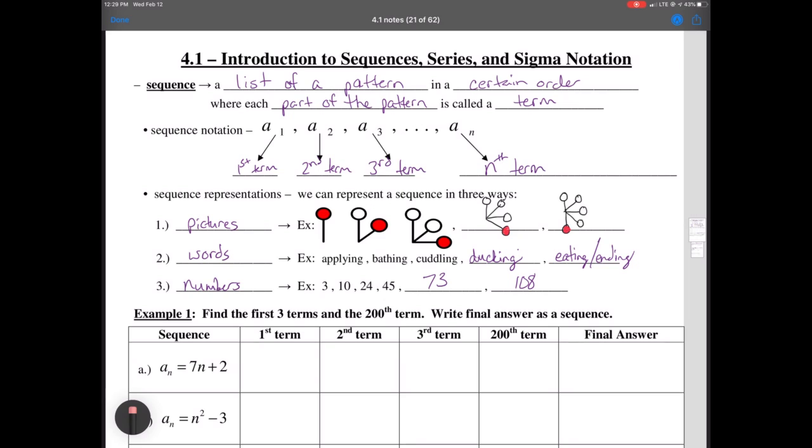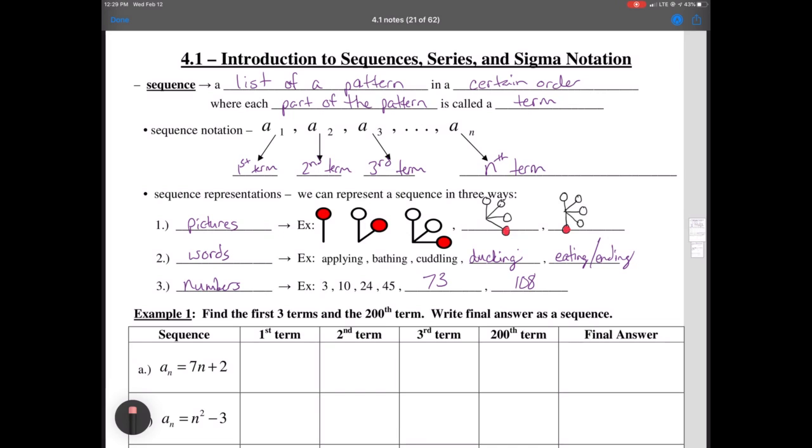So sequence representations, there are three ways that we represent sequences. The first, we can use pictures. As you notice, the red dot keeps moving around. So as we complete this sequence, it changes to being the fourth place and then to the fifth place. The next sequence is in words: applying, bathing, cuddling. The sequence that we're looking at is in alphabetical order, A, B, C, but it also ends in ing. So a couple more words that you can use are ducking, eating, or ending.